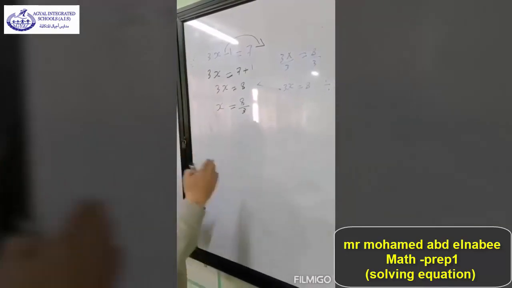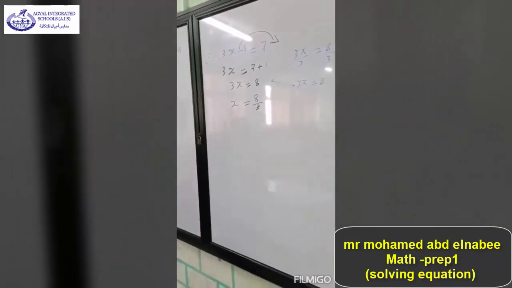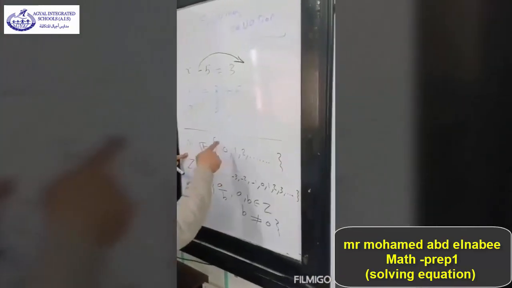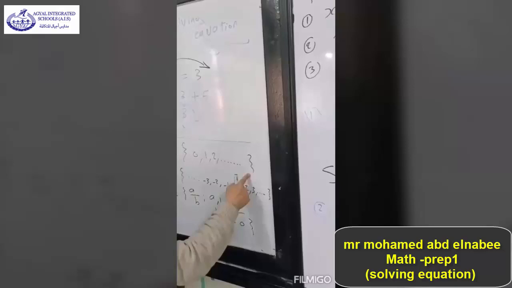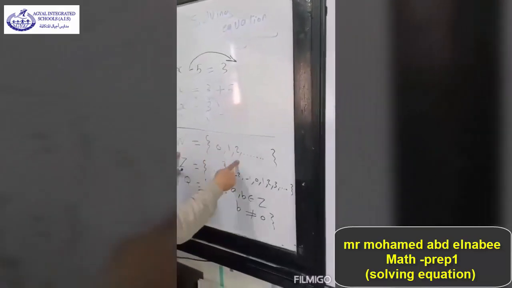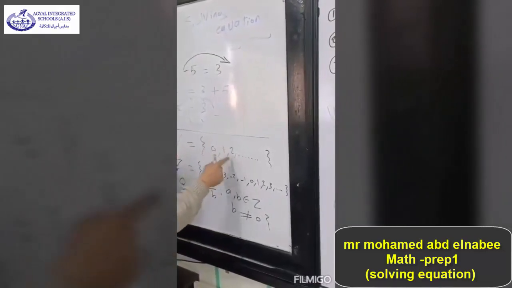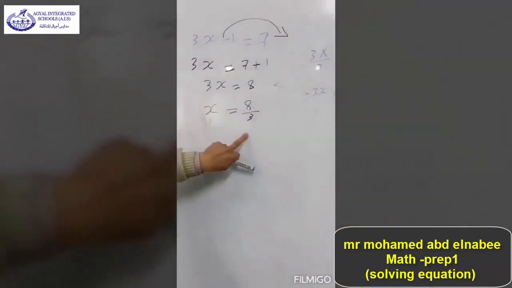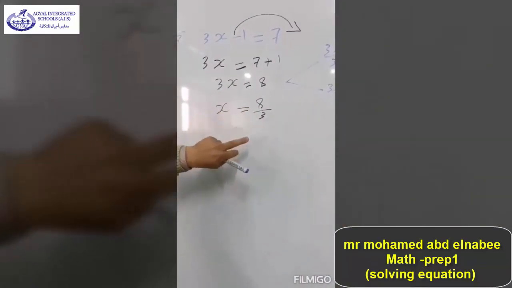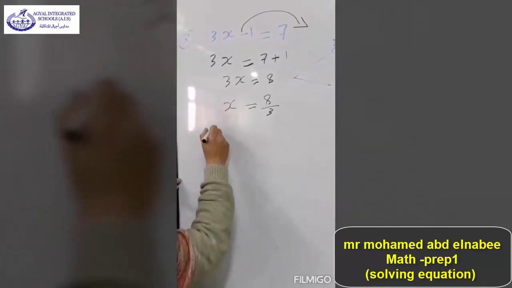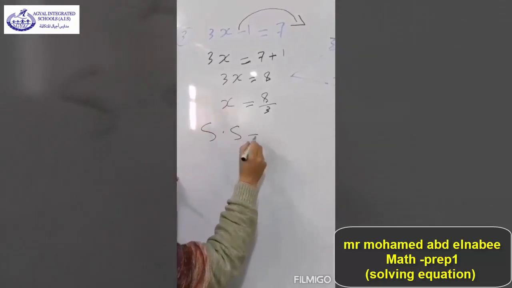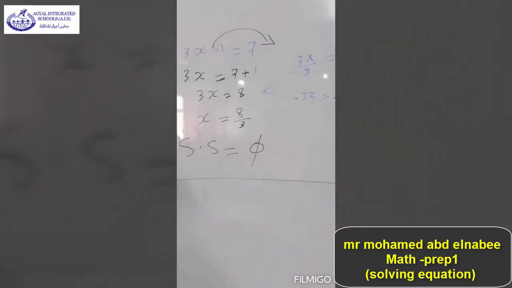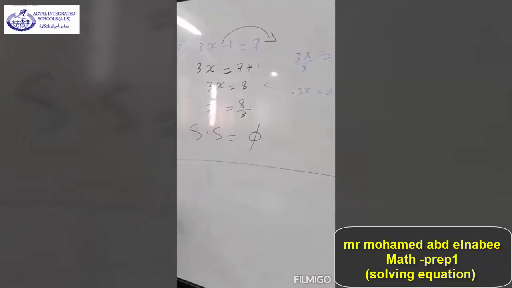Look, N is the set of natural numbers. Please don't forget, from the start we say N is 0, 1, 2, and so on. We haven't fractions, we haven't decimals, we haven't negatives. But in this case, x equals 8 over 3. This is not an element in N. So the SS in this case equals empty set. There is no element that satisfies this relation in N.